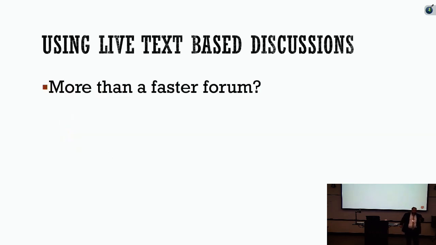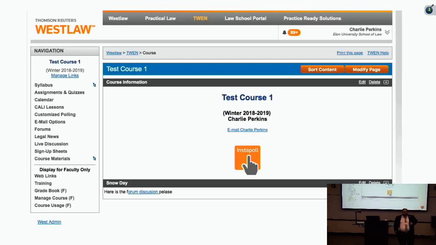So, using live text-based discussions. Why is this something that might be useful and not just being a faster form? We're all together at the same time. We've got the text system up. When you go into Westlaw, when you go into Twin, it's right there. It's called live discussion. It gives you a chat window. Some advantages and disadvantages of this: it's relatively easy technology for everyone to use. Accessibility is high because everyone is able to read. You don't have to worry about people's mics cutting in and out.